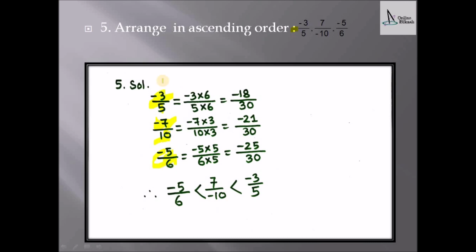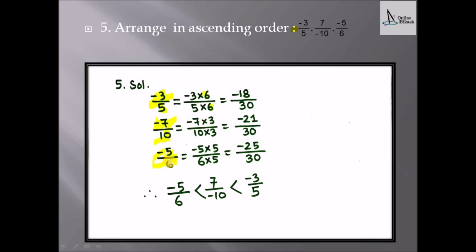With 5, what will you multiply to get 30? The same method. 6. So that 6 you multiply with the numerator and denominator together. So minus 3 sixes are minus 18, 5 sixes are 30. In this case, you see the denominator 10. With 10, what will you multiply to get our LCM? Our LCM was 30, so 10 threes are 30. That 3 you multiply with the numerator of minus 7 by 10. So minus 7 into 3 is minus 21.